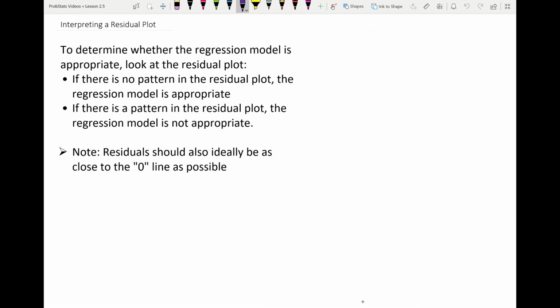All right, so now interpreting the residual plot. To determine whether a regression model is appropriate, as we mentioned before, you want to look at the following things. You want to see if there is a pattern in the residual plot. If there is no pattern in the residual plot, the regression model is appropriate. If there is a pattern, then the regression model is not appropriate. Also note that residuals should ideally be as close to the zero line as possible, and this indicates that the errors are quite small.